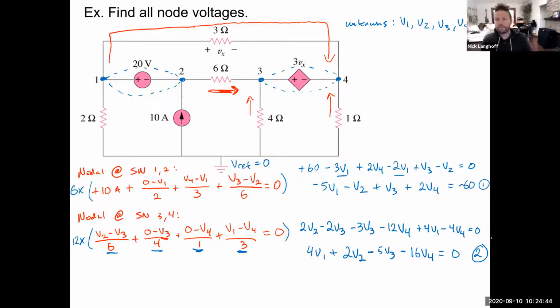Okay, so we have 2 equations. How many unknowns do we have? We've done all the nodal equations for the 2 big supernodes, but how many unknowns do we have? 5. So we need some other equations that relate these variables. Just like in the last one, we can relate nodes 1 and 2 through the supernode value, and nodes 3 and 4 through their supernode value. Let's do that, and we'll see how we relate Vx in there too.